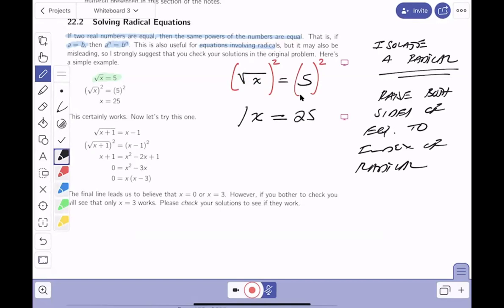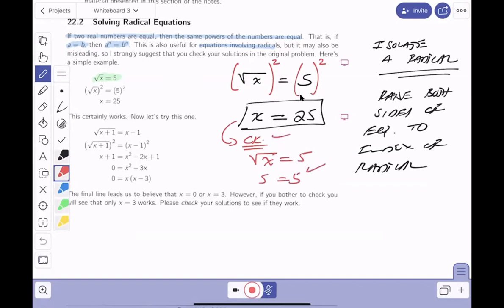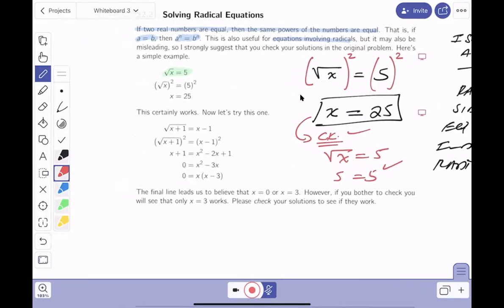So I got my answer. Now, could my answer be wrong? Of course it could. That's why we want to check it. Where's the check? In the original. What's the original? This is the original. What's the square root of 25? It's 5. Does 5 equal 5? Of course it does. All right, let's take a look at another example.